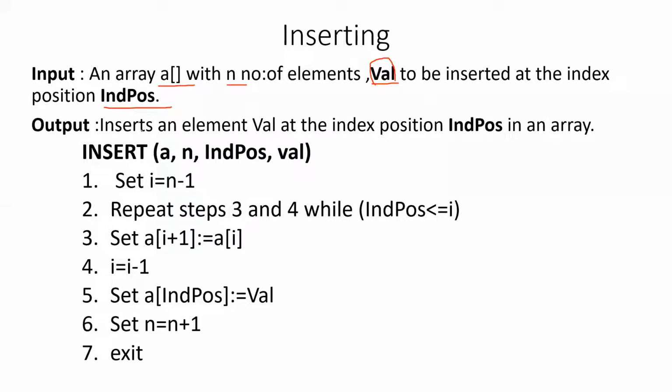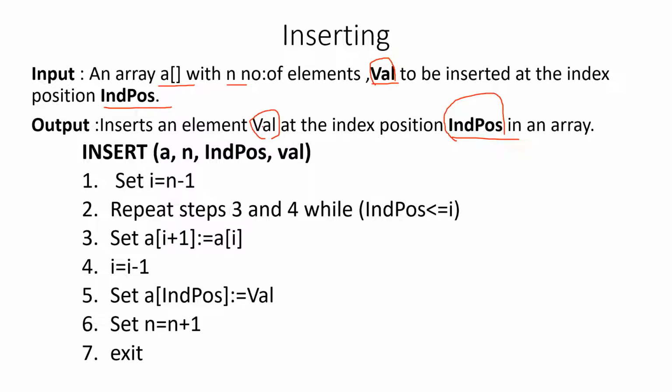And what is the output? Insert an element val at the index position. So you will be able to insert the element. If you want to display, you can have one more function we are keeping. That's why I gave the output as the inserted element. Now that element val is inserted at the position. Got it? After executing this algorithm, we will be able to insert the val at the index position in an array.